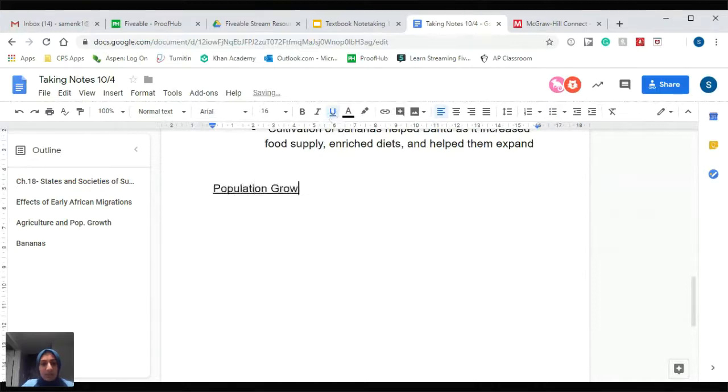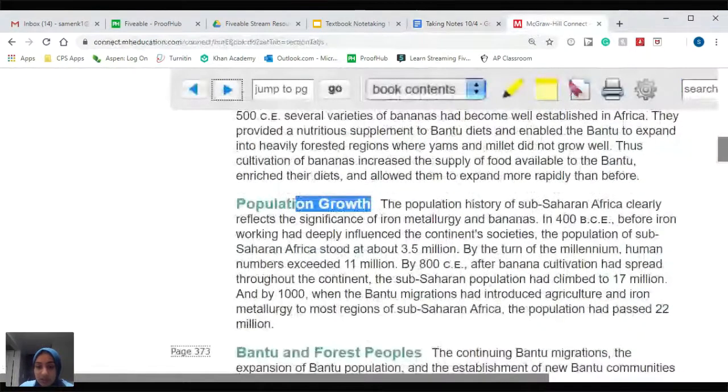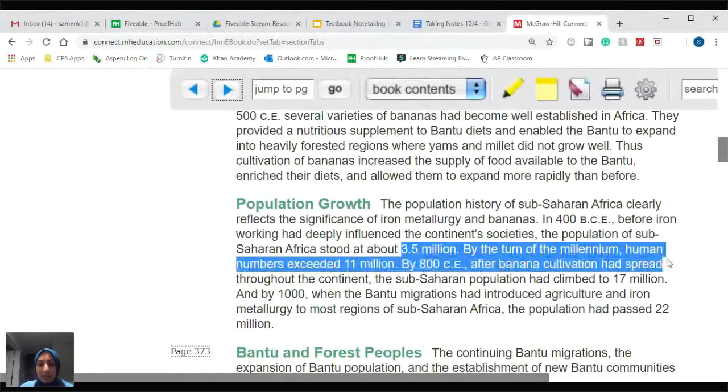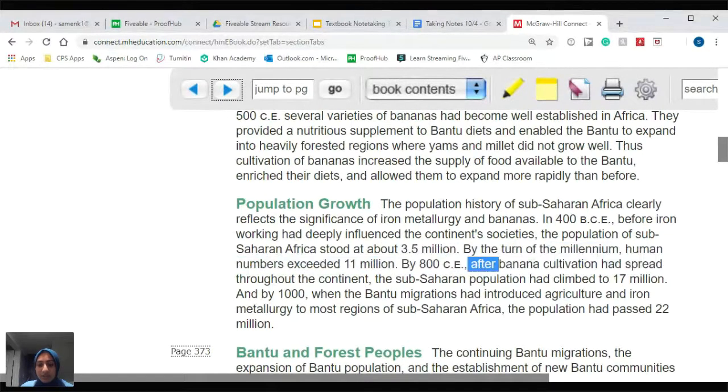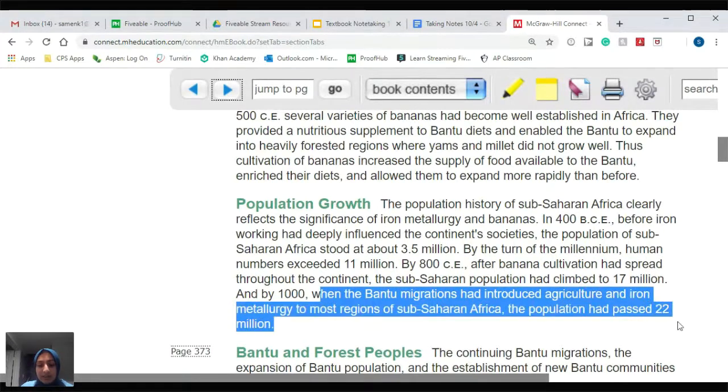We have population growth. Now I'm going to quickly read through this and see what we need to know about the population growth in sub-Saharan Africa. This population history clearly reflects the significance of iron metallurgy and bananas. In 400 BC, before ironworking had influence, the population of sub-Saharan Africa stood at about 3.5 million. By the turn of the millennium, human numbers exceeded 11 million. By 800 CE, after banana cultivation spread through the continent, the sub-Saharan population climbed to 17 million. And by 1000, when Bantu had introduced agriculture, the population passed 22 million.